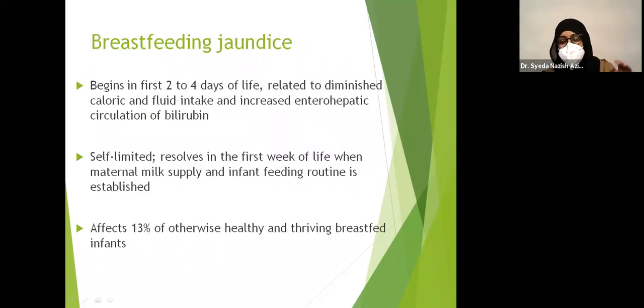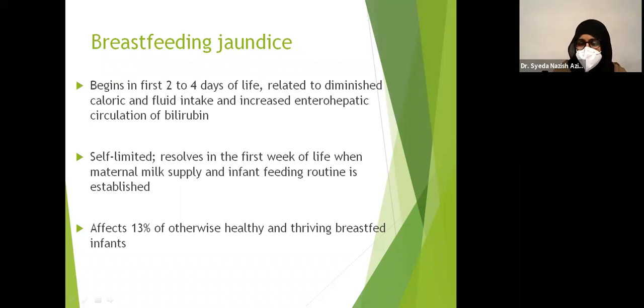So this physiologic jaundice that, as I mentioned, occurs in the first 2 weeks of life, overlaps closely with two other entities. One is breastfeeding jaundice and the other is breast milk jaundice. So what is breastfeeding jaundice?